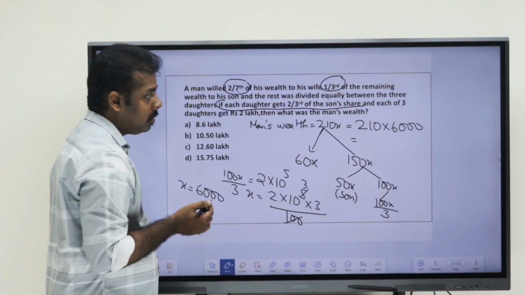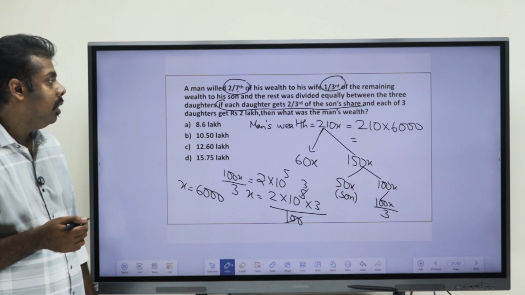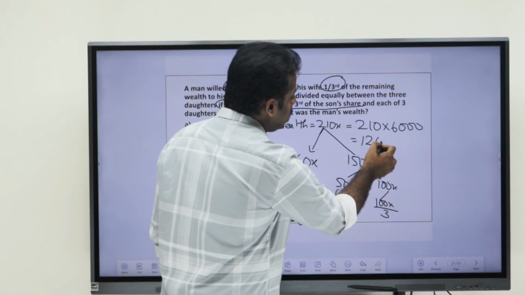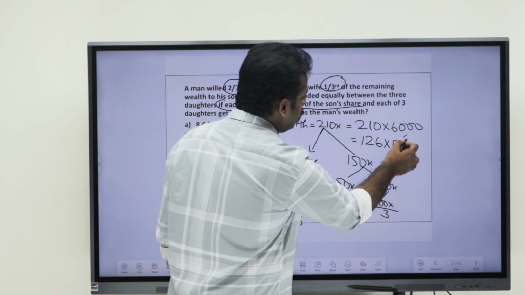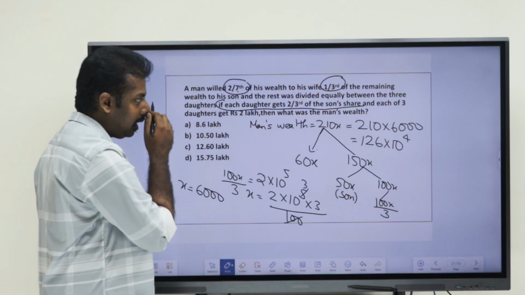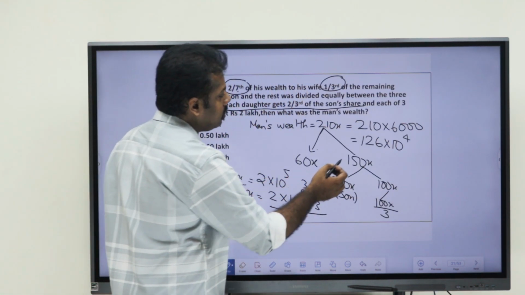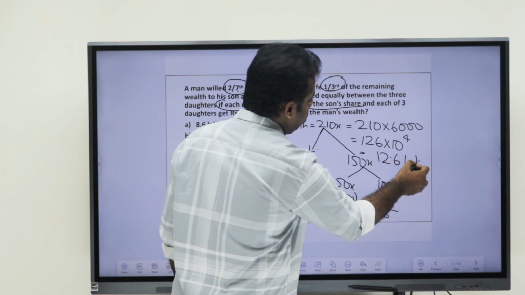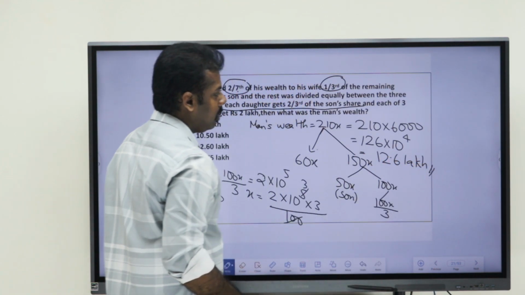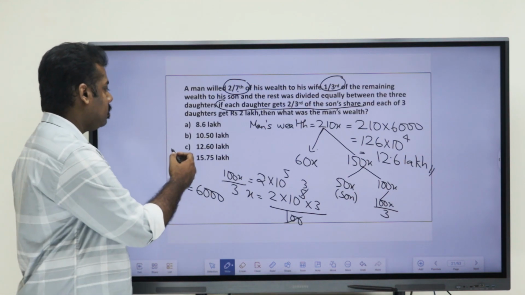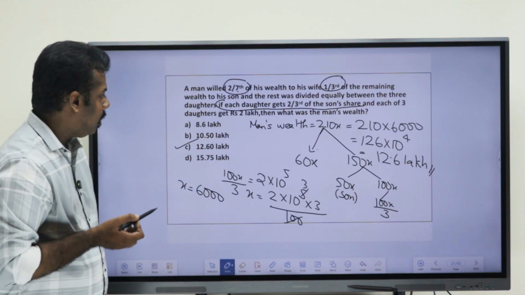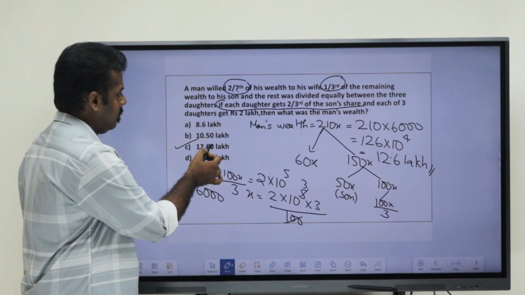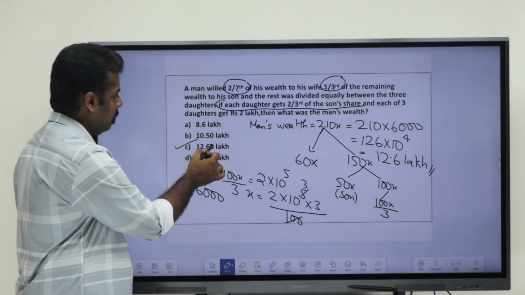21 into 6 is, as we know, 126. Then how many zeros are there? 126 into 10 raised to 4. We have 4 zeros. So this technically means the answer is basically 12.6 lakhs. Okay. So which option marks our answer here? 12.6 lakhs.